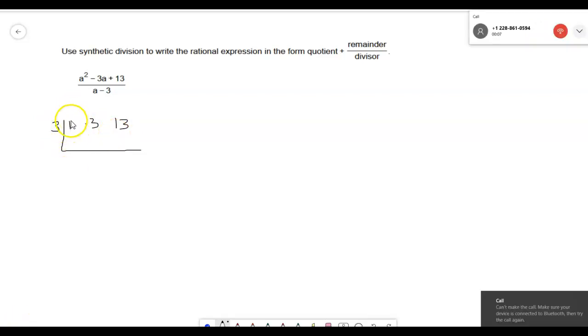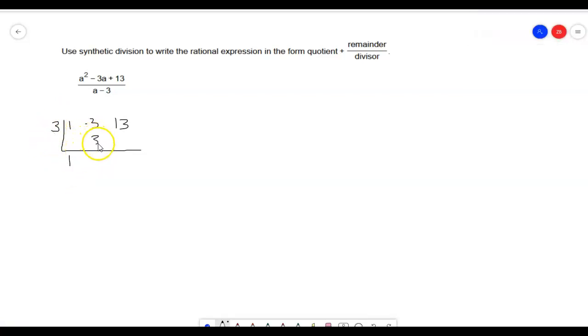All right, so the first thing I do is I bring the first coefficient down like this, and then I multiply my divisor by it. So 3 times 1 is 3. Bring it up here. I add the next coefficient to it. So negative 3 plus positive 3 is 0. Now I multiply my divisor by the new number I got. So 3 times 0 is 0. Then I add my next coefficient to it. So 13 plus 0 is 13. And so this is what I get when I divide that 3 into it.